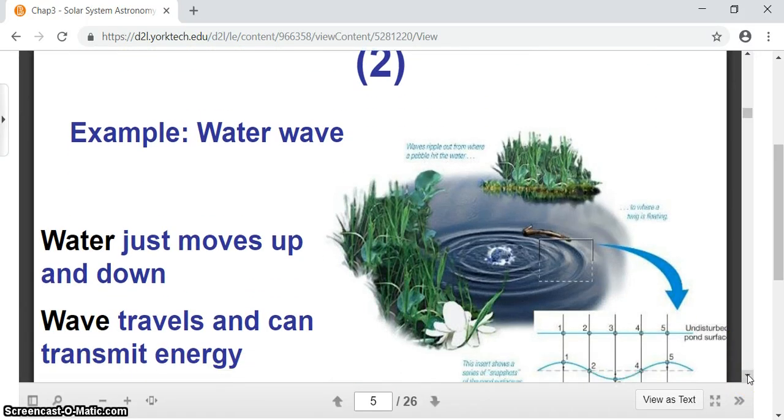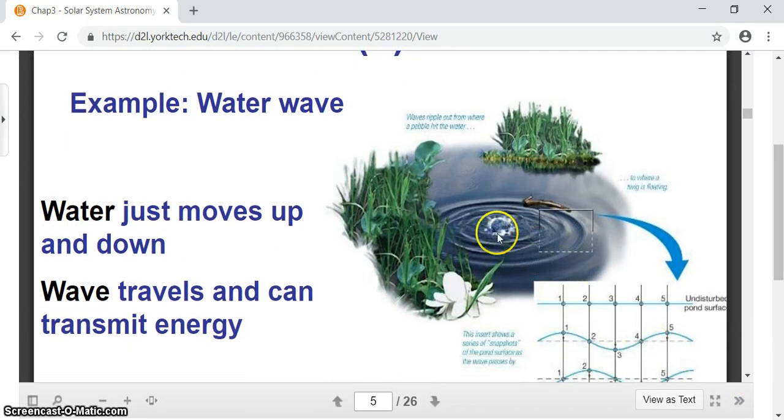All right, so again, here's water waves, for example. You throw a rock into a nice calm pond, and the ripples, of course, are really what represents the wave, and the distance between each ripple is what's called the wavelength.